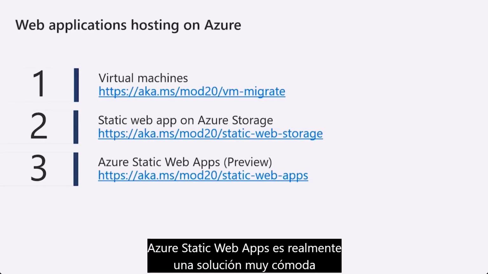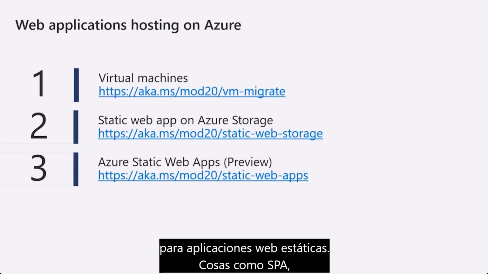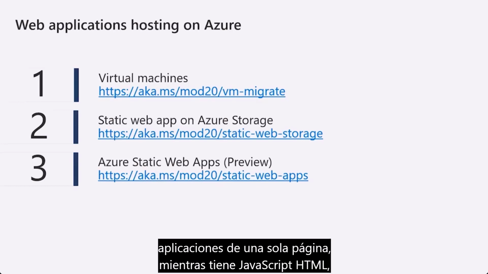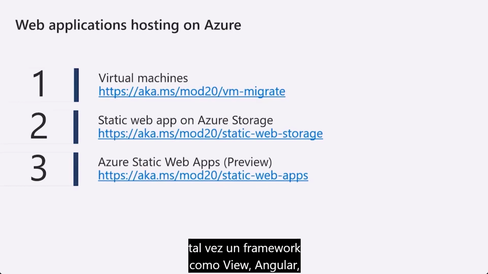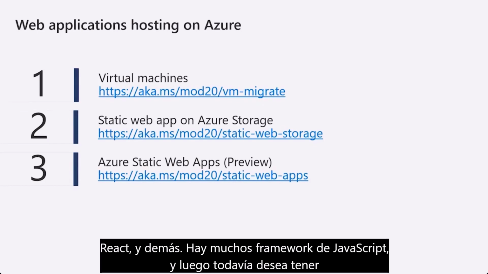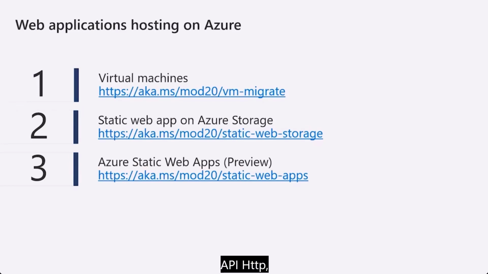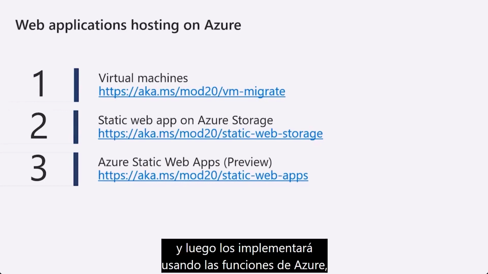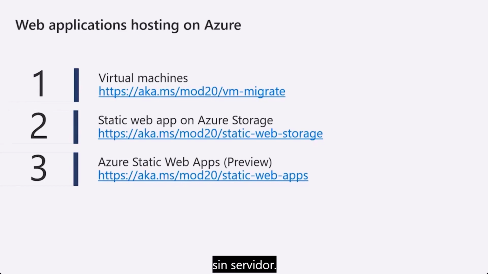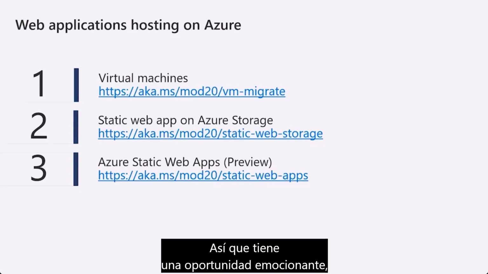This is a great solution for very small websites, but maybe sometimes you want a little bit more power, and this is where the Azure Static Web Apps, which is currently in preview, comes in. Azure Static Web Apps, now this is really a very comfortable solution, again, for static web applications, so things like SPA, single page applications, where you have HTML, JavaScript, maybe a framework like Vue or like Angular or like React, etc., etc. You know that there are many JavaScript frameworks. And then you still want to have a little bit of a backend, especially in terms of APIs, HTTP APIs, and then you will implement those using Azure Functions, serverless Azure Functions.